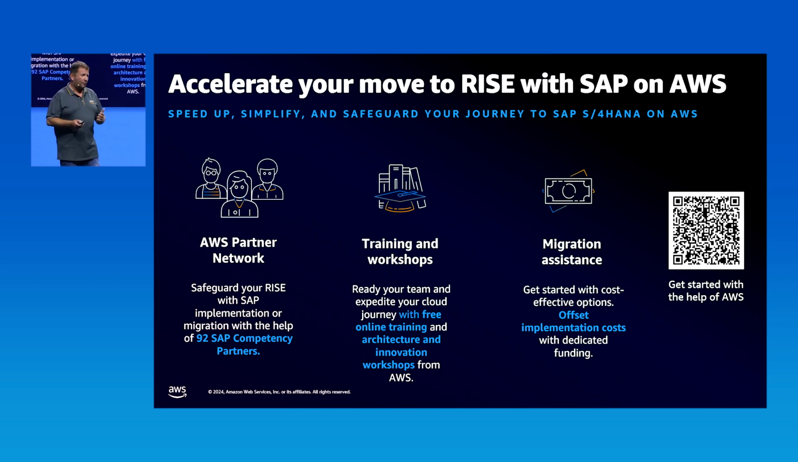And the third pillar I want to mention here is the migration assistance. We have multiple programs, but the migration assistance programs help you with the funding. That means during the migration phase, you will have costs. And we help you with funding, especially for RISE with SAP, to offload those implementation costs, because you're running parallel phases, right? You have your on-prem, you have the cloud piece running, so that creates costs, and we help you to offset that.